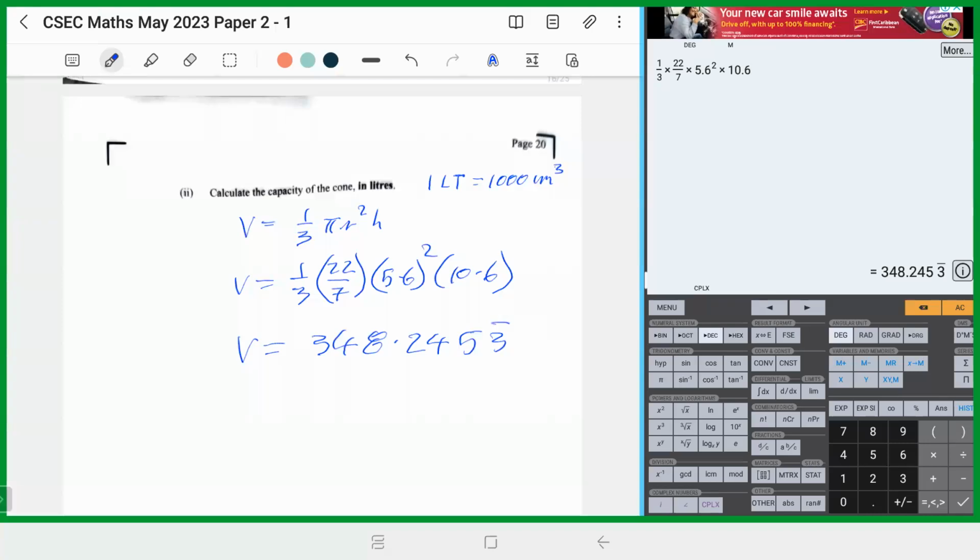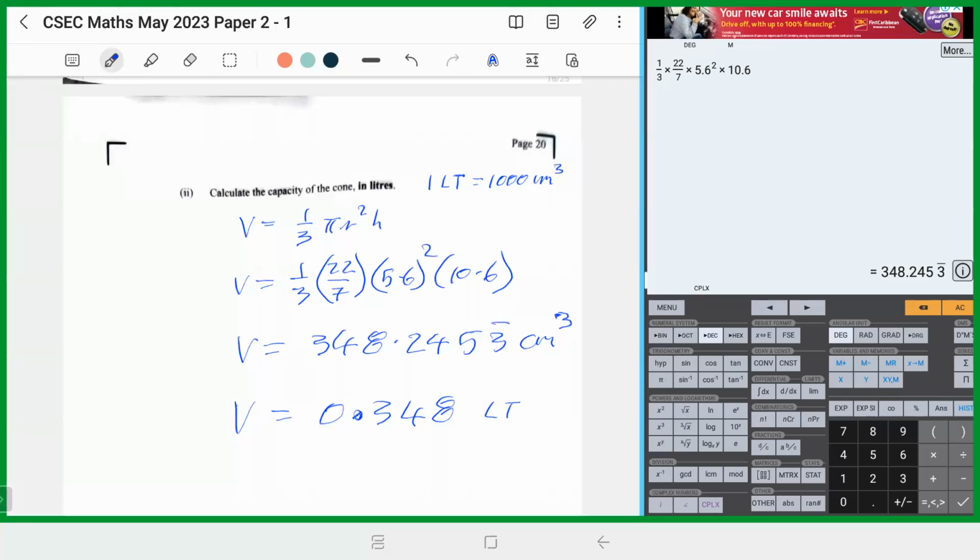But I want it in liters. This is in centimeters cubed, so to get it in liters, you have to divide by 1,000, because 1 liter is 1,000 cm cubed. So it becomes 0.348. I'm going to leave that at 3 significant figures, liters. That is it.